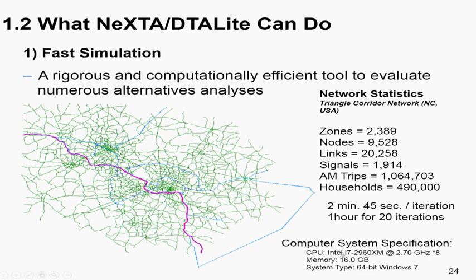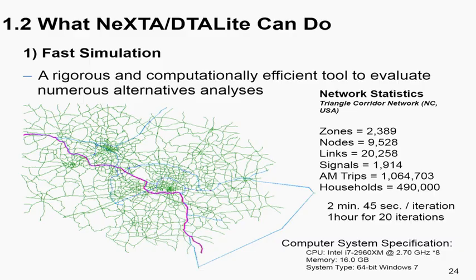In DTALite, one component I would like to highlight here is that the memory consumption could be a little bit enormous. Given the emerging technology, typically we have 16 gigabytes of memory, and if you want to run a region-wide model, you might need more memory space to support the agent representation. Each agent has all the different paths.